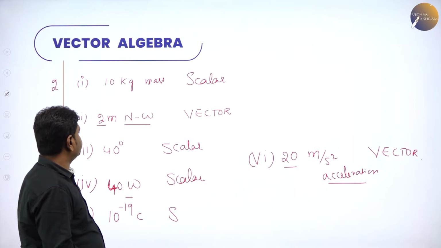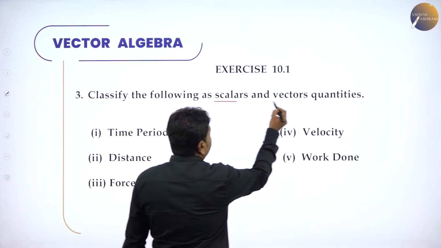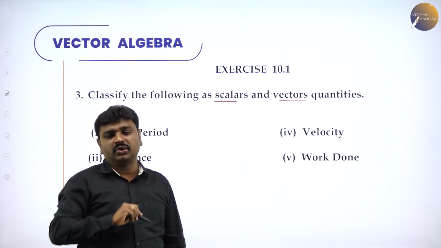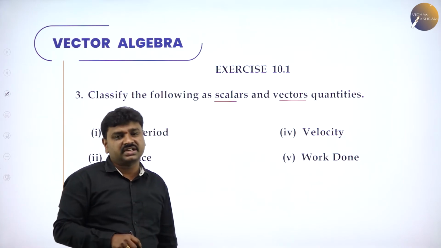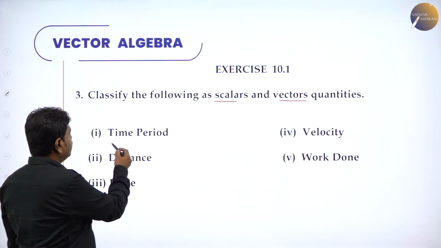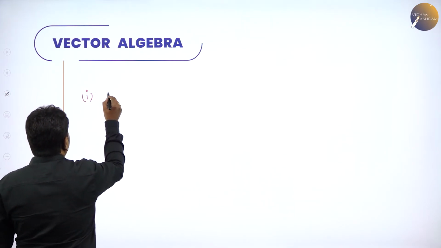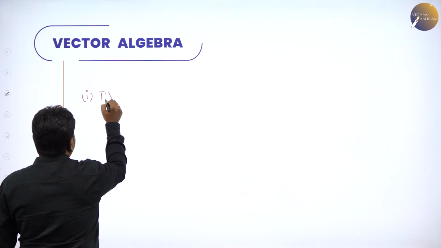Next we have: classify the following as scalar and vector quantities. A physical quantity which will have only magnitude, we call it a scalar, and a physical quantity which will have magnitude as well as direction, we call it a vector. So first one, time period. Time period will not have direction. Therefore, the first one is scalar.